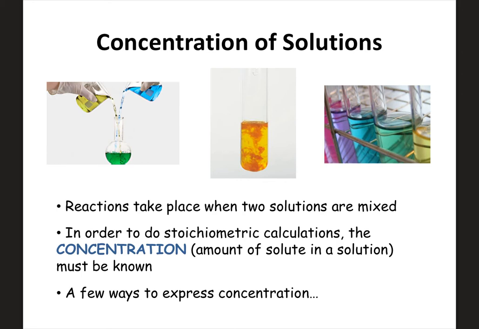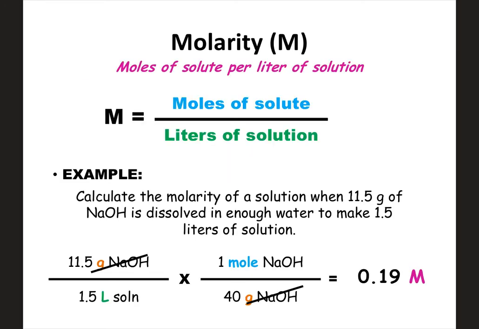Concentration is just talking about the amount of solute that's in a specific solution. So the amount of the solute is important here. That's going to relate to this idea of concentration. If you know the concentration, you can do stoichiometry with these things. But there are a few different ways to express concentration, and I'm only really going to show you two of them in this video. The biggest way to express concentration is called molarity.